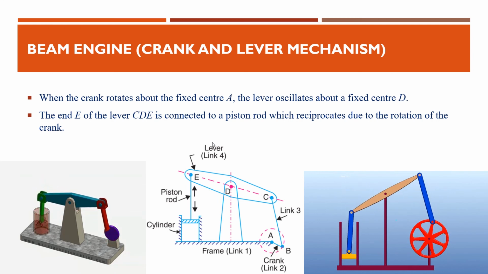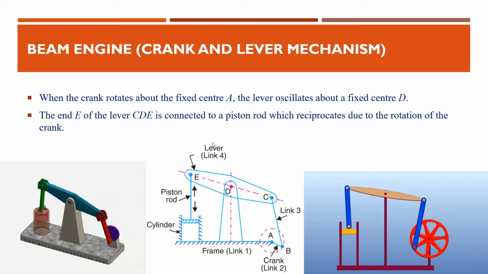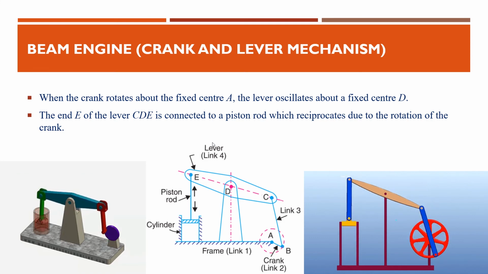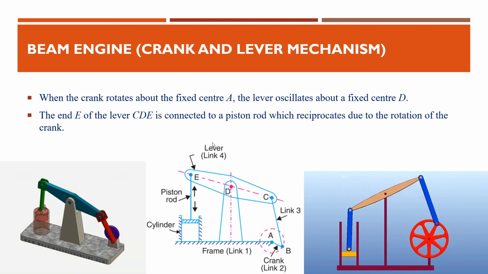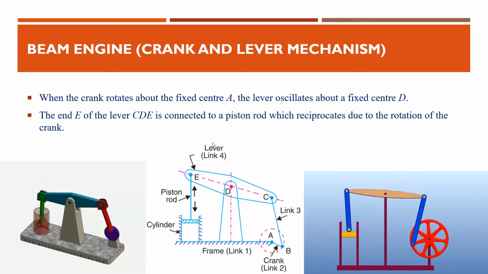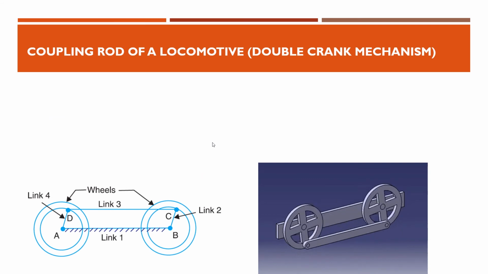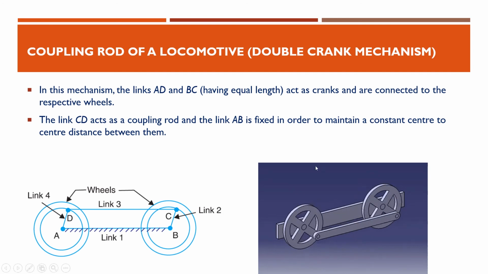The animation is more than enough to explain this one, and this beam engine is used for converting the rotary motion to reciprocating motion. The rotary motion of the crank is converted to reciprocating motion of the piston rod inside the cylinder through this beam engine. Okay, so the next inversion is the coupling rod of a locomotive or double crank mechanism. Here it is called the double crank mechanism because there are 2 cranks. That is why it is called the double crank mechanism. The animation again is self-explanatory.